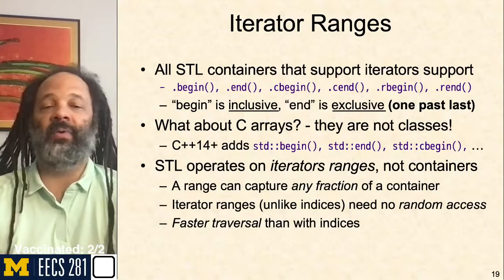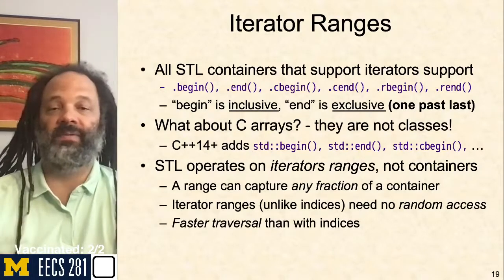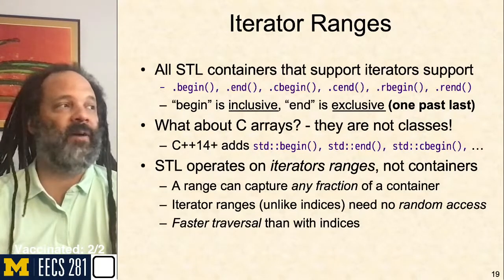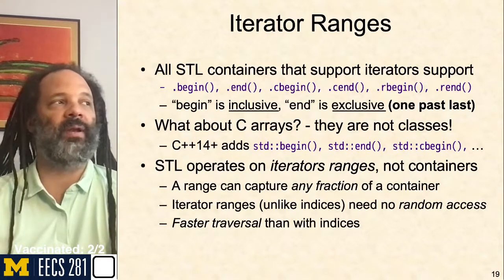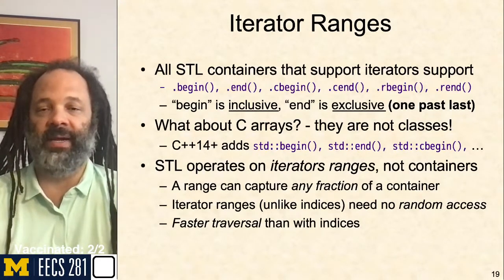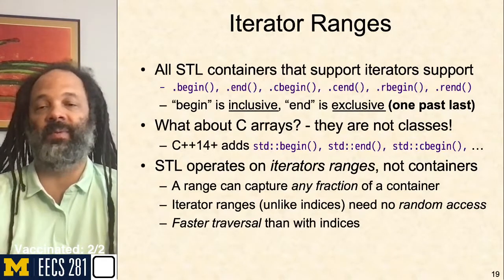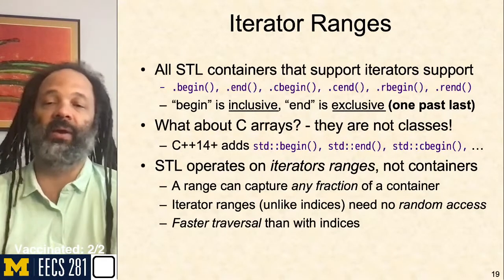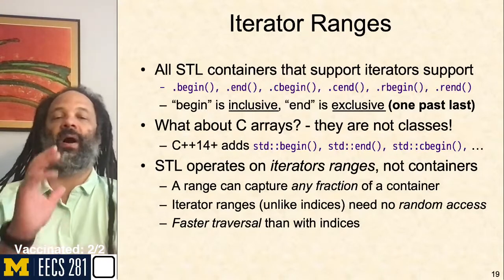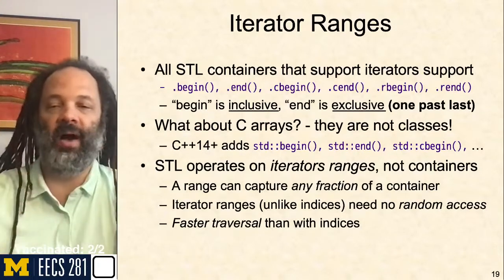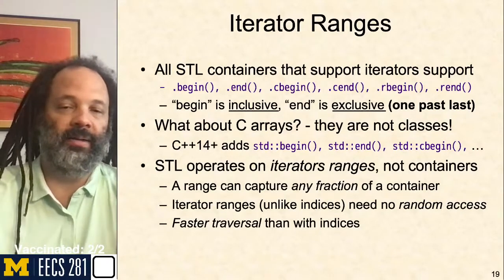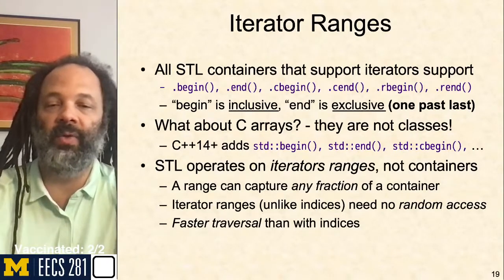The STL operates on iterator ranges, not containers. That's what's fundamental. The STL does not have functions based on containers because then it would have to have a function written for every type of container and would have to have multiple functions written for pairs of containers. So the STL always operates on ranges. You get a begin, you get an end, you can send that off to a sort or a binary search or whatever you want to do there.